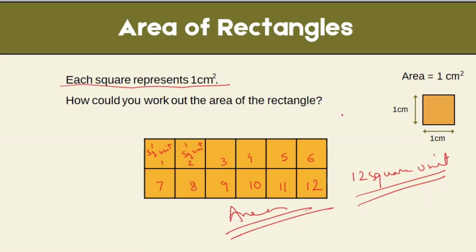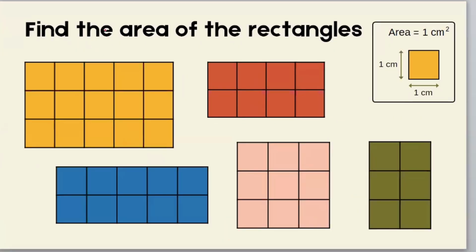Now let's solve some questions related to this. Then you will get it easily. Here it says find the area of the rectangle. Rectangles are given and you have to find the area of each rectangle. As we know, one square is equal to one square unit. So what we have to do is just count how many squares are there, and that will be the area of that rectangle. Let's take number 1 first.